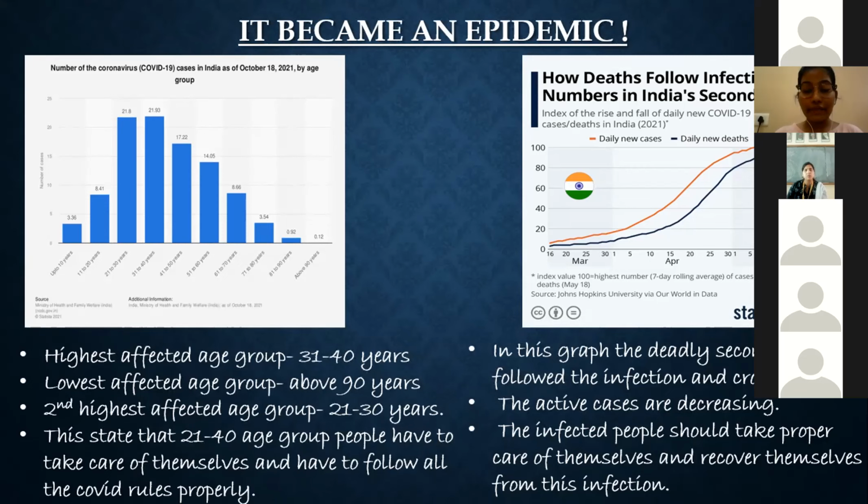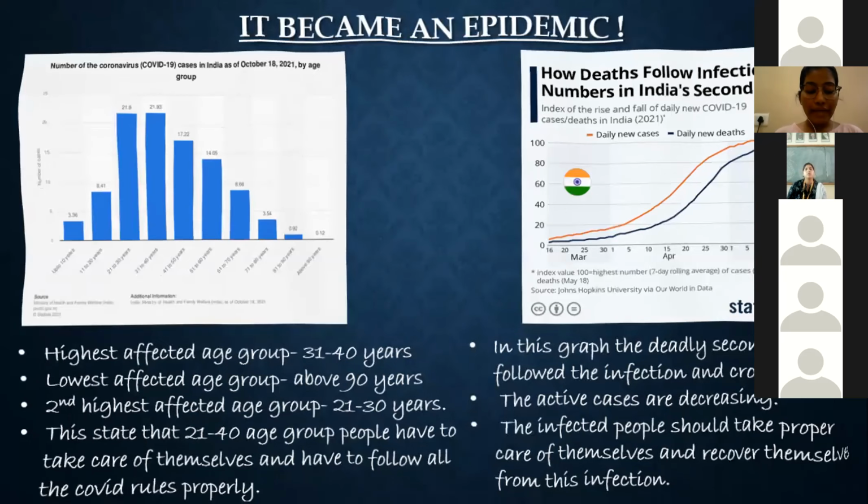Heading to the second graph, it says history has been repeated. As there was a decrease in the number of COVID cases, everything was going back to normal. But people started avoiding COVID rules and the whole cycle started all over again. So the second wave became more dangerous than the first wave. This states that infected people should take proper care of themselves and recover from this infection so that in the time period of the second wave, the death rate of people can be decreased.